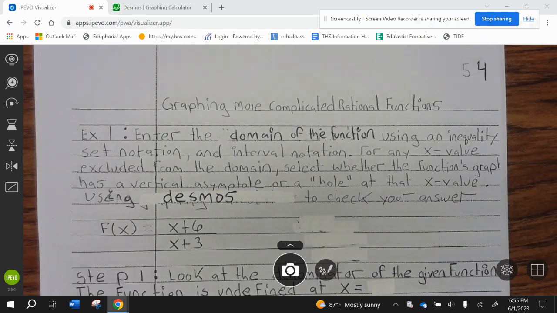Okay, Wildcats, here we're on journal page 54, graphing more complicated rational functions. Example 1: enter the domain of the function using inequality, set notation, and interval notation. For any x value excluded from the domain, select whether the function's graph has a vertical asymptote or hole at the x value. Use Desmos to check your answer.